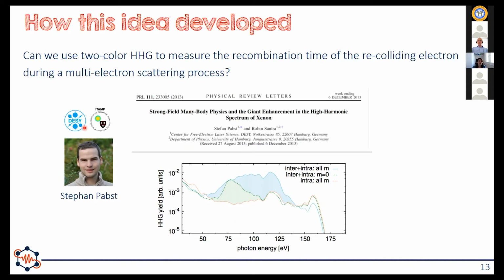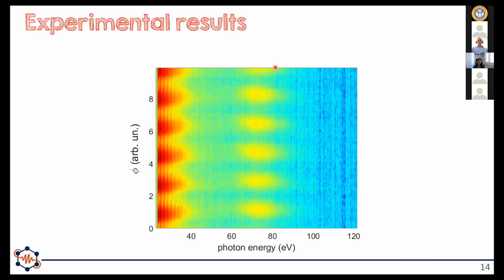So we contacted Stefan and we said, okay, it would be nice if we could try to use two-color harmonic spectroscopy to measure this recombination time, so this time of the electron scattering during the recombination. So we performed the experiment. This is an experimental result from 2014 that Davide Facciola performed in our lab.